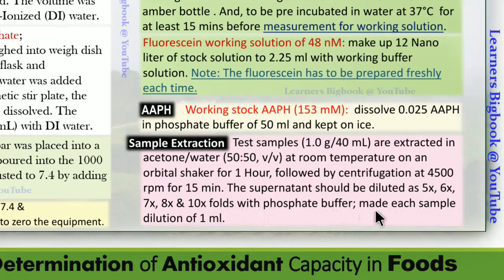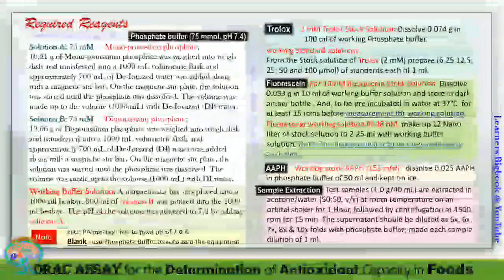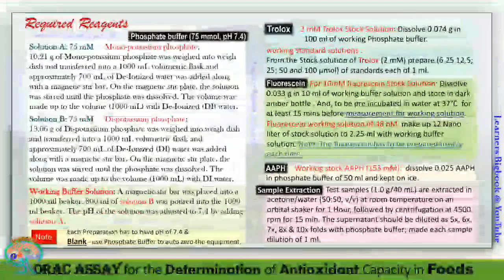Make each sample dilution of 1 ml. So whatever the 5x we are preparing, it has to be 1 ml, 6x 1 ml, 7x 1 ml, 8x 1 ml and 10x 1 ml. So here the dilution has to be done. And further is the procedure.